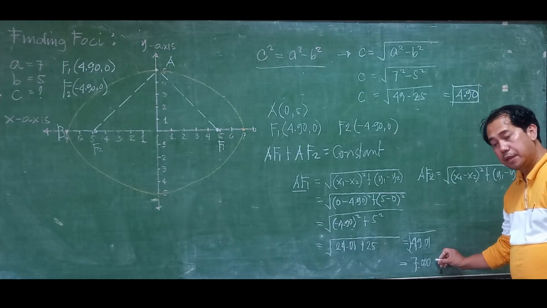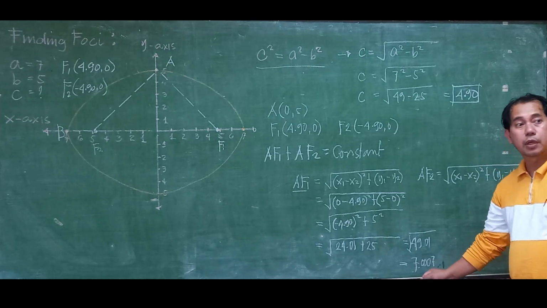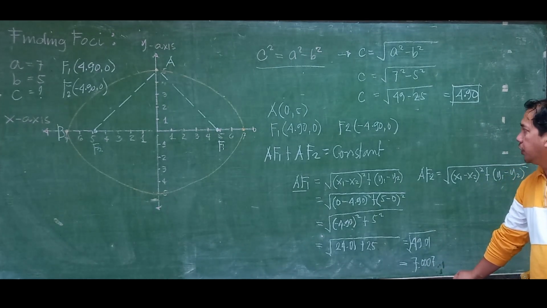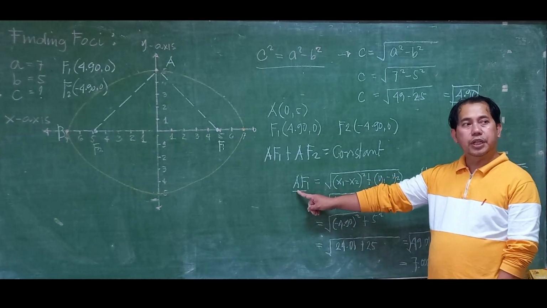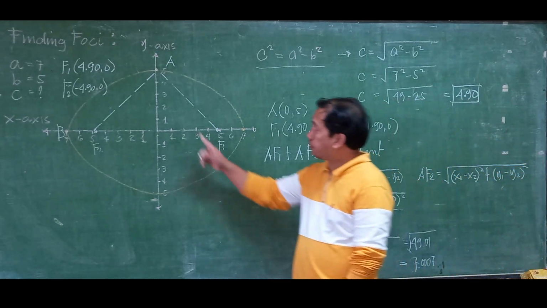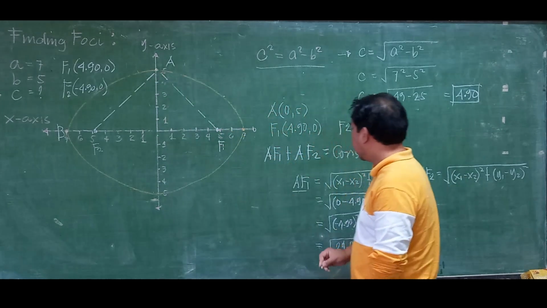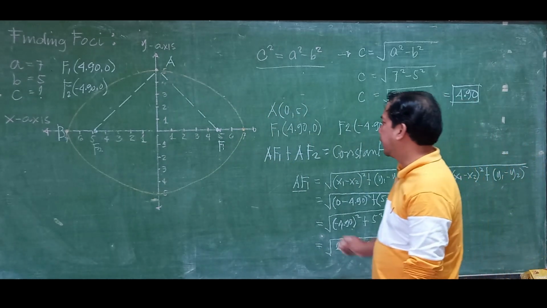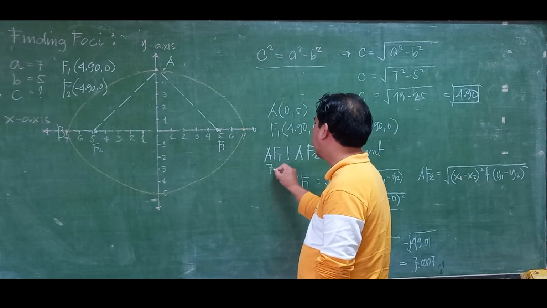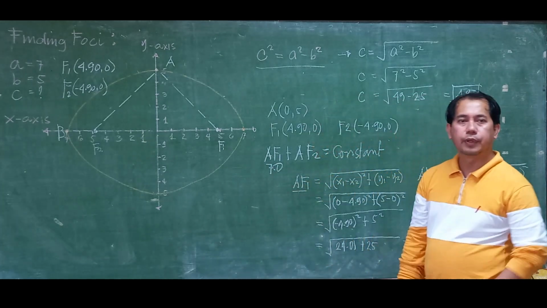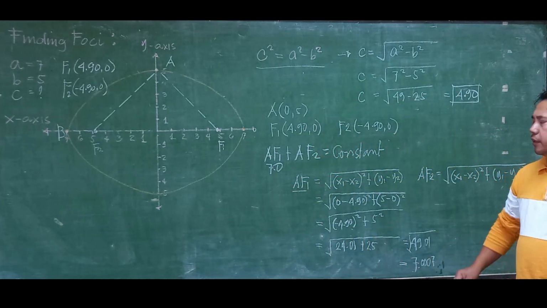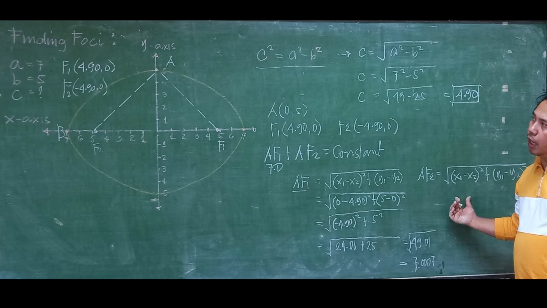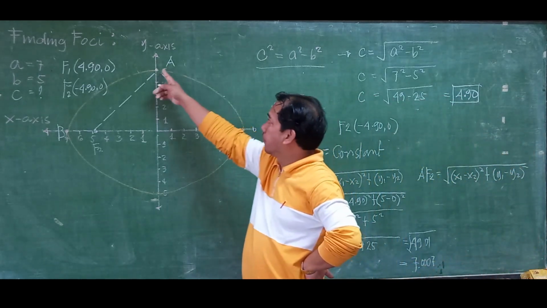What's next? 7. We'll stop here. So meaning, the value of the segment coming from this point going to this one is actually 7. We round it off. That is the same as 7.0.